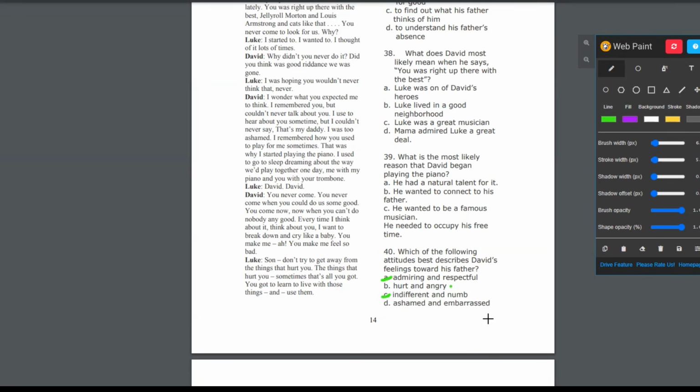So ashamed and embarrassed was mentioned, but I think it was because he didn't want people to know that was his daddy. Somewhere in there, he said something about that. Can't remember where it was. But that one's out. So of course, B is the answer. He was hurt and he was angry. He just wanted to know, where were you? Why weren't you here? Now that you're back, there is nothing you can do for us. It's not good enough.